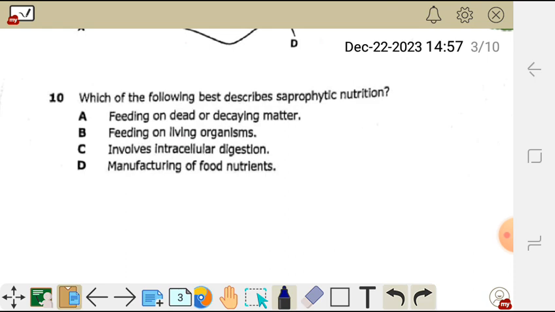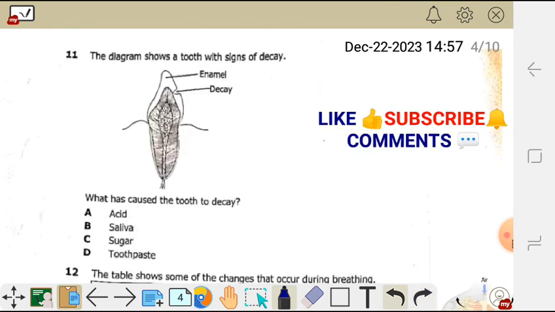But saprophytic, you are feeding on dead and decaying matter, where you absorb nutrients. We move on to question 11.